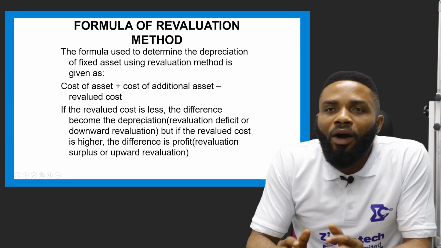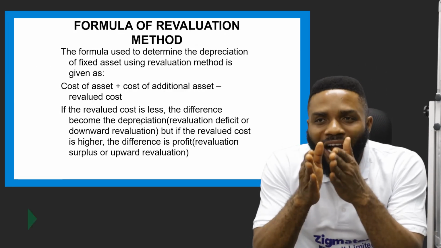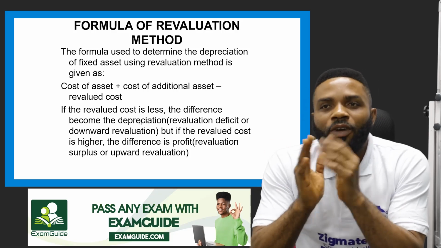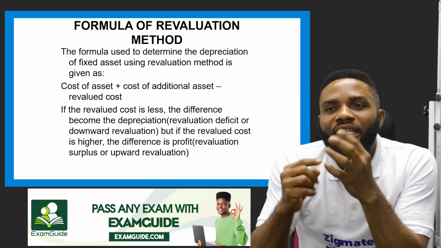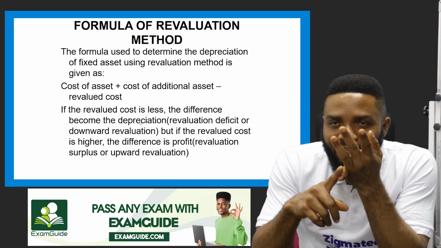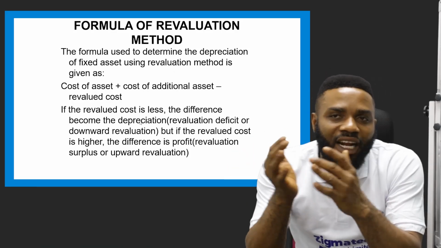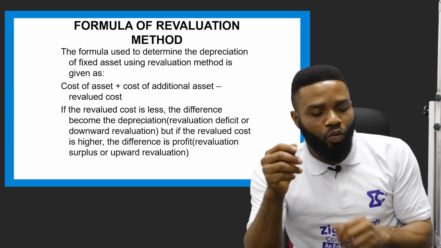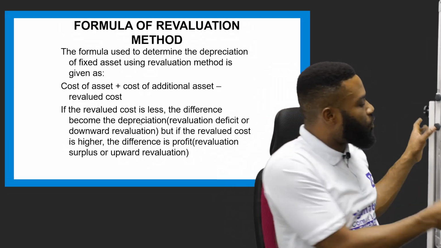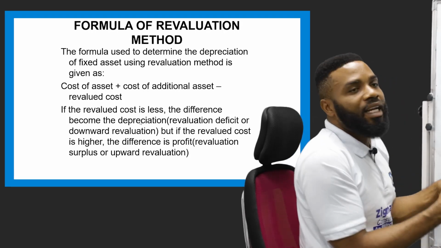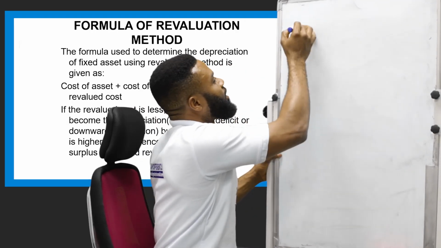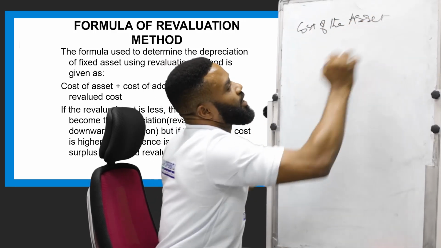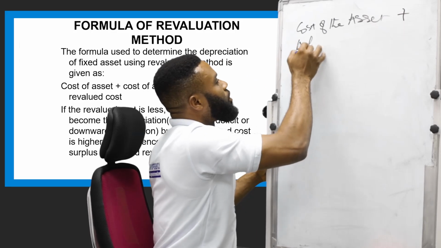Now, when we talk about the formula, how to calculate the formula for revaluation is a very simple one. First of all, you determine the cost of the assets and then add any other asset that is procured within the period and then subtract the revalued cost. What do I mean? Let's illustrate this very quickly on the board. We said that, first of all, the cost of the asset plus additional what?